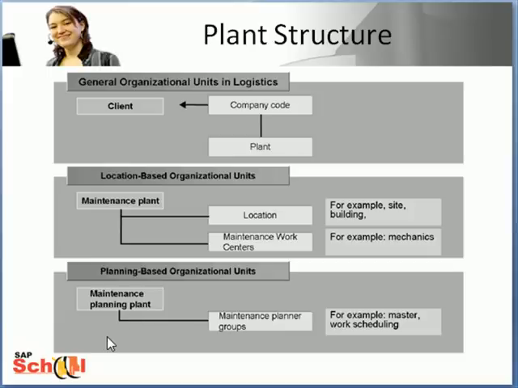And at the bottom, a maintenance planning plant is the org unit in which maintenance requirements are planned. These requirements can either come from your own plant or from another maintenance plant assigned to this maintenance planning plant. The planners within a maintenance planning plant are defined by maintenance planner groups. In most of the org structures, maintenance measures are planned in the same plant where the maintenance requirements occur. The maintenance orders are executed by workshops from the same plant, and the spare parts are stored in the same plant. So these two entities are usually the same plant.